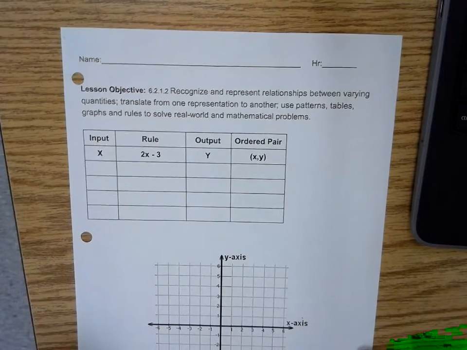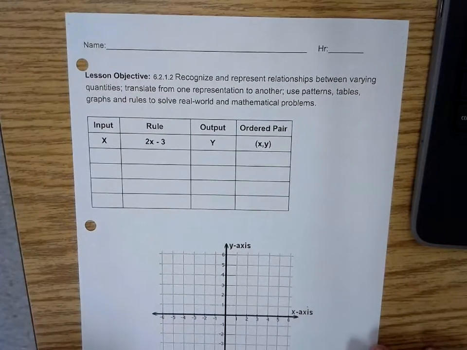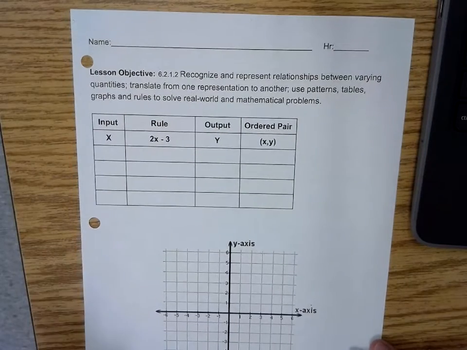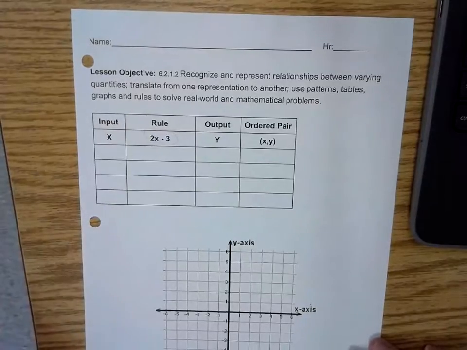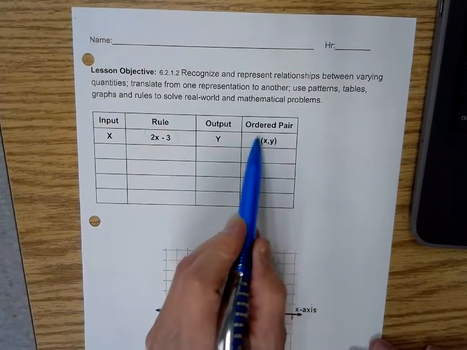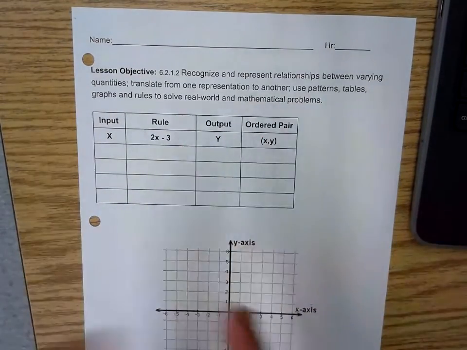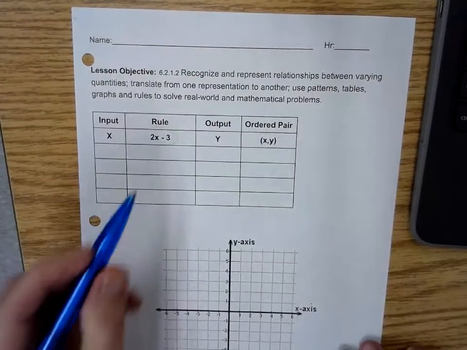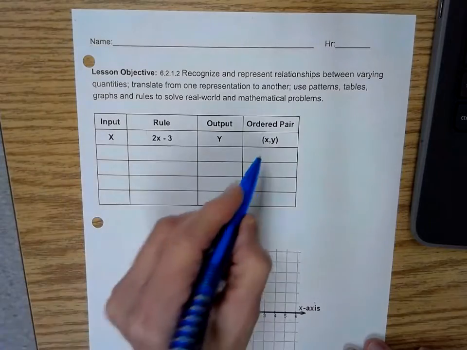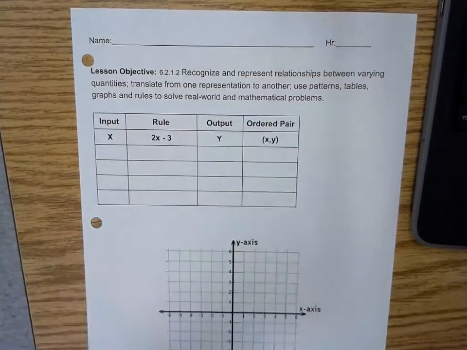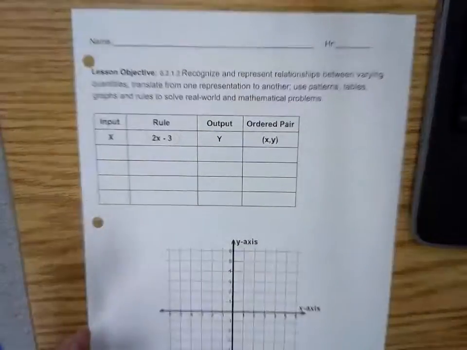Hi, today you guys are going to be graphing a rule. Now, on Tuesday, we worked on the rules, and yesterday, Wednesday, we worked on graphing ordered pairs. So now we're going to take these two and just kind of put them together. And so we're going to start with a rule, 2x minus 3, and we're going to create some ordered pairs that lie within that rule, and then we're going to graph them.